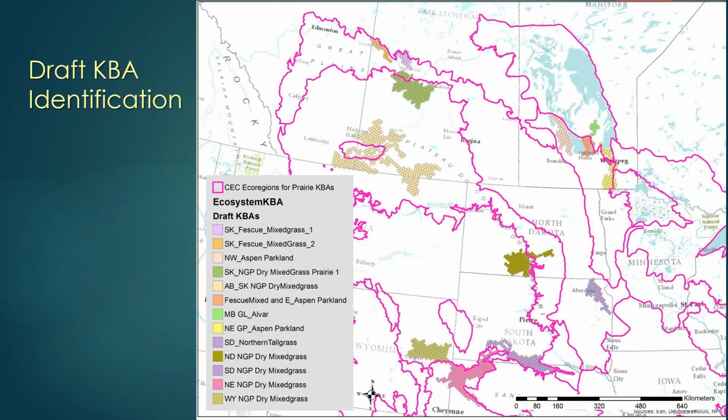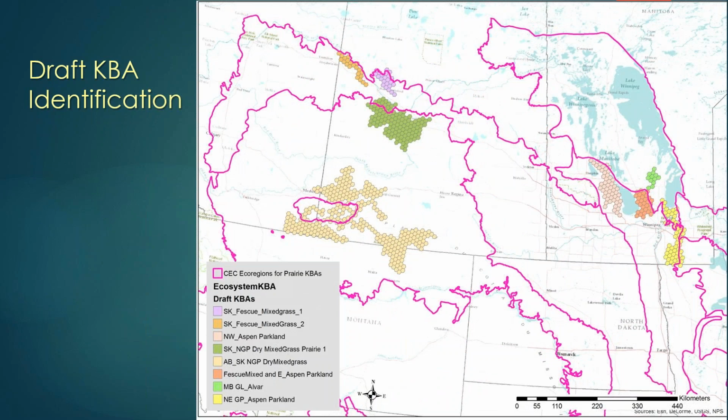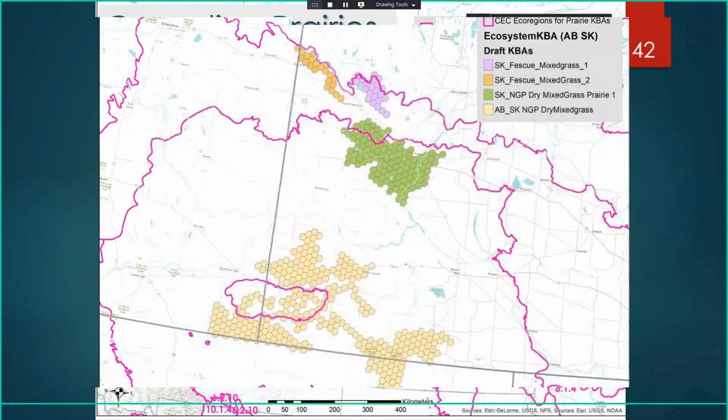But this is what it starts to look like applying the criteria that we have, as well as, like I say, this issue of how we're treating the managed grasslands. It matters here, especially, I think, as we're initially identifying places in the Saskatchewan and Alberta portion of this geography.